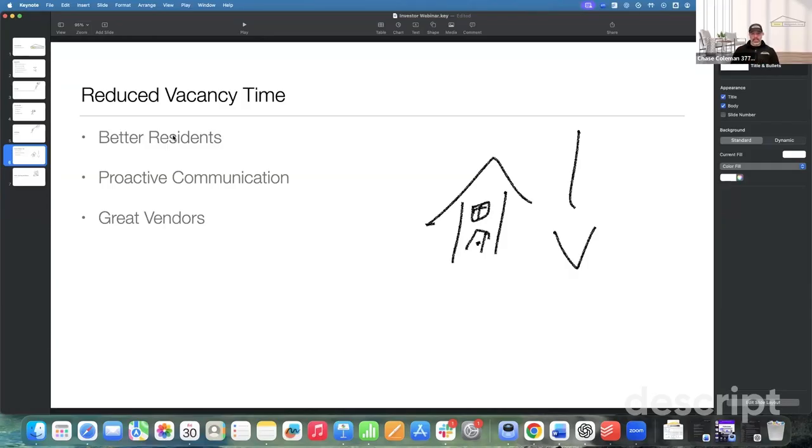And that ties into getting better residents. Very important to price it right. That gets you better residents, which obviously leads into all the reasons that they affect the vacancy rate.